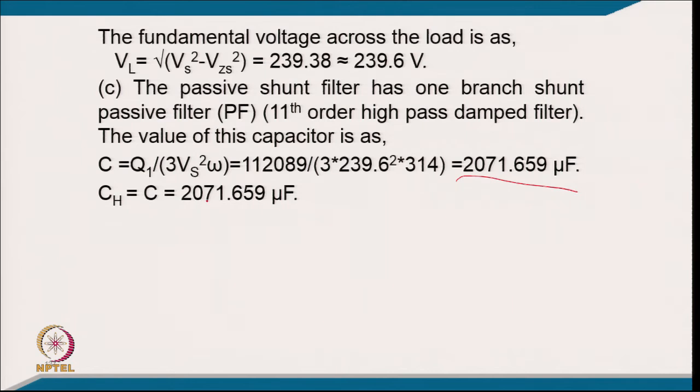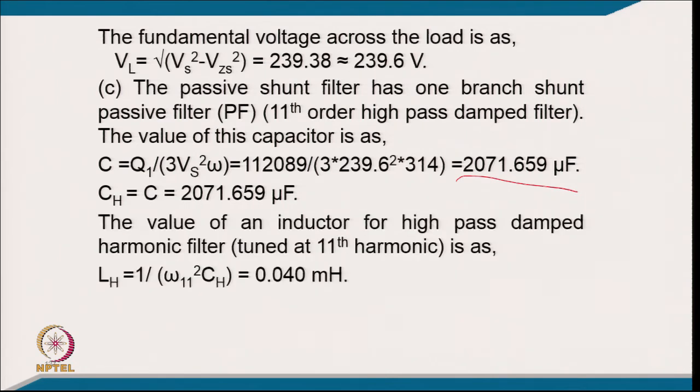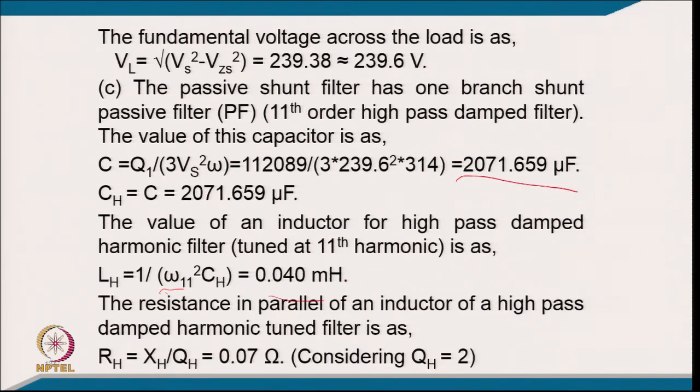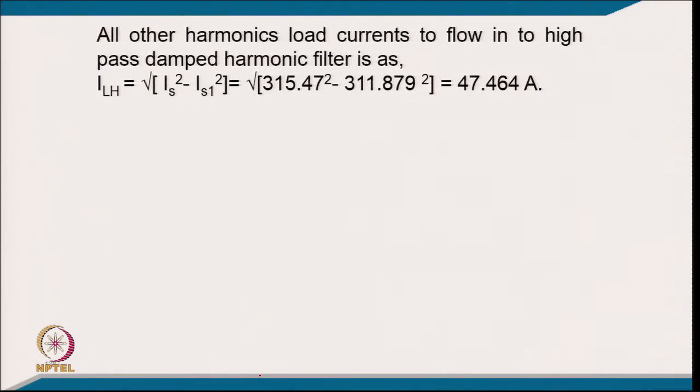typically the capacitor for all 3 phases, and the value of the inductor tuned for the 11th harmonic is 1 upon omega square, 11 square into Ch. So, it comes 0.040 milli Henry, and the damping resistance in parallel with the inductor for the high pass is Xh upon Qh. So, taking a quality factor of 2, it comes 0.07 ohm, and all the other harmonic load current will flow into the high pass damped filter.